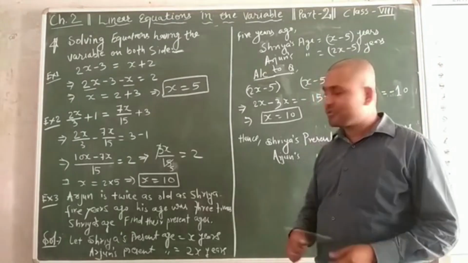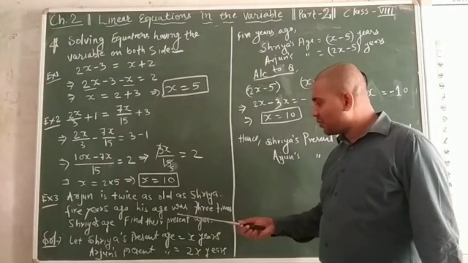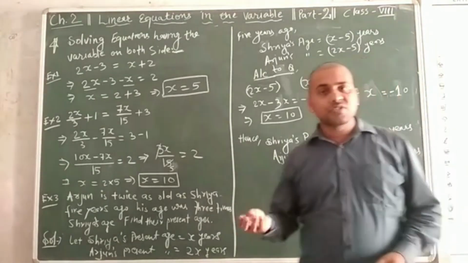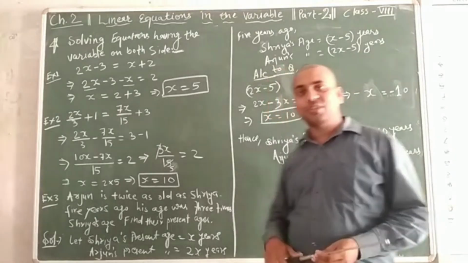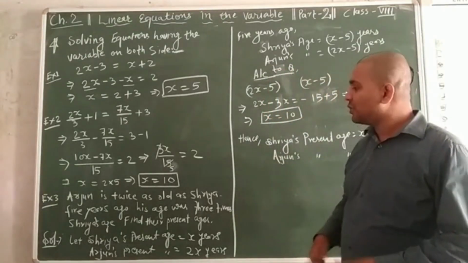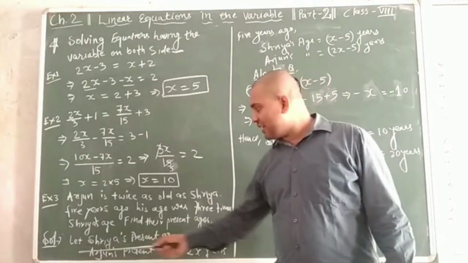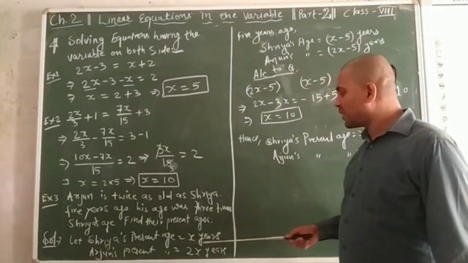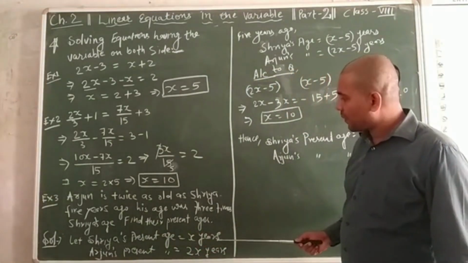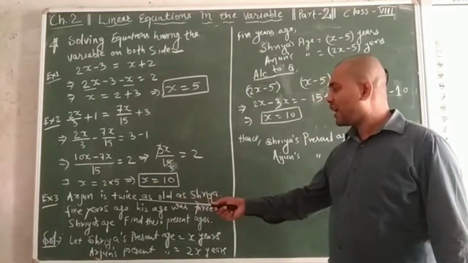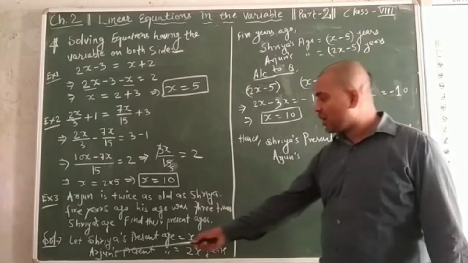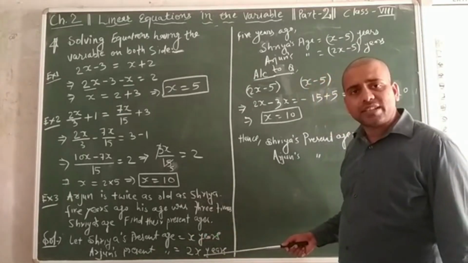As per grammar also, here we use the word was. So in which tense it comes, that also you have to see. Accordingly you have to act also. Okay, I am going to start. Let Shriya's present age be x years. Now Arjun is twice as old as Shriya. So Arjun's present age will be 2x.